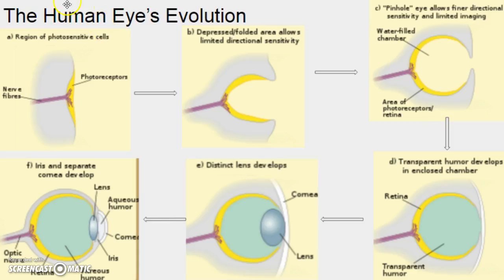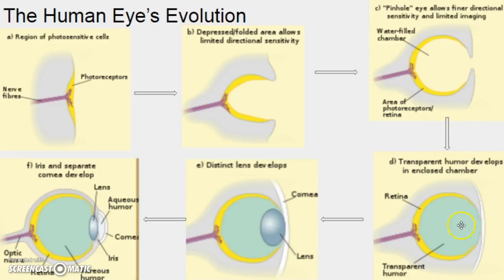And so at the end of the day, the human eye evolved. It started off as these simple cells, and we came a long way. Notice, region of photosensitive cells. It then changed and folded and opened up a region for directional sensitivity. The pinhole allowed for a greater ability to make sense of the light.